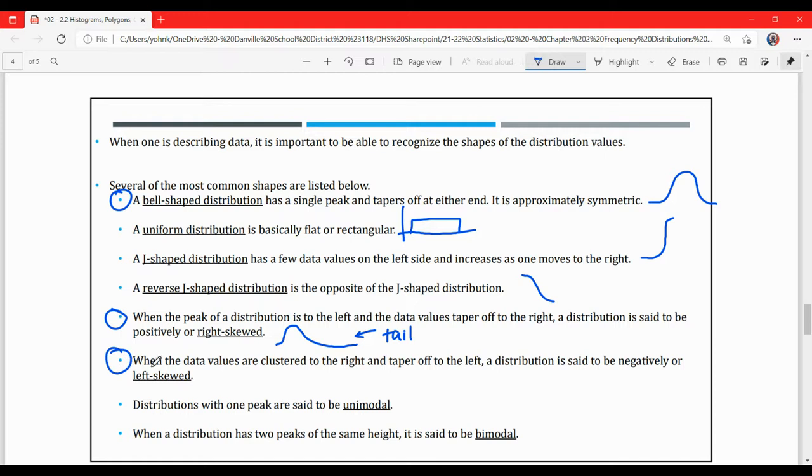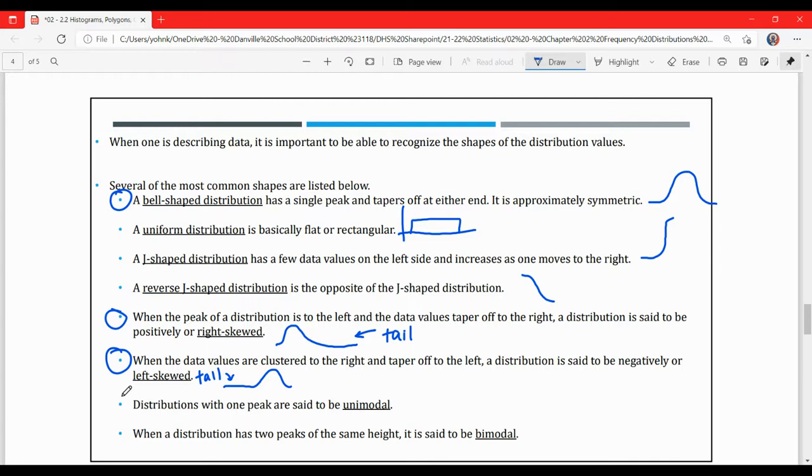The other way is called left skewed. When the data values are clustered to the right and taper off to the left, a distribution is said to be negatively or left skewed. So if I have tapering and then up like that, that's called left skewed, mostly because there's a tail here on the left.